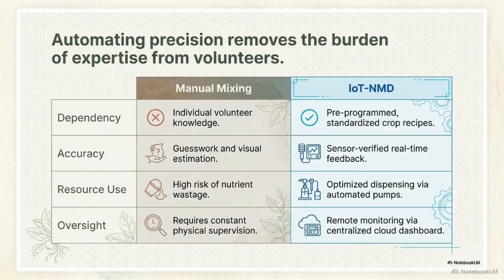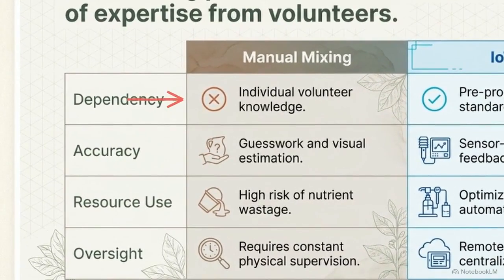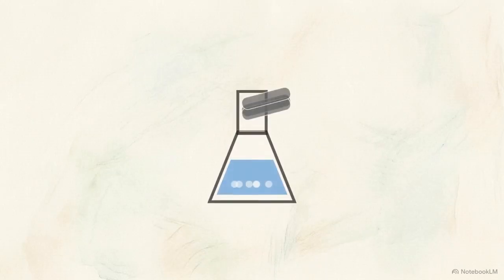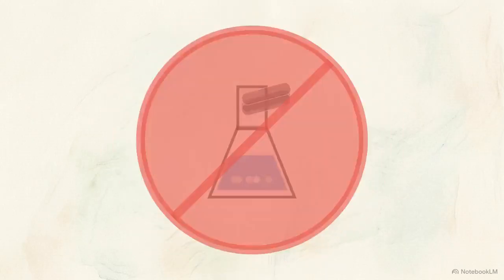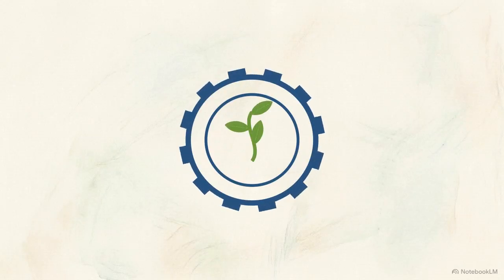This comparison table isolates the vulnerability. As long as nutrient preparation sits in the manual mixing column, dependent on individual knowledge and visual guesswork, the farm is operating at a high risk of resource drain. Securing the yield of a community garden requires taking the chemistry out of human hands. The survival of the farm depends on standardizing the nutrient cycle entirely.